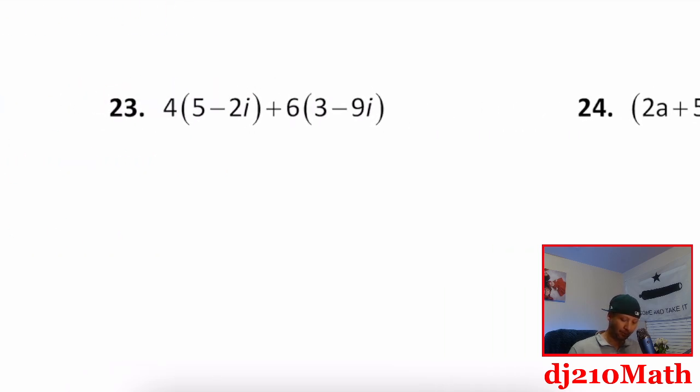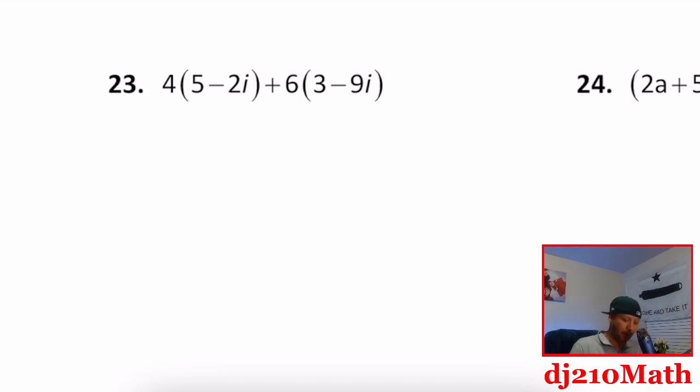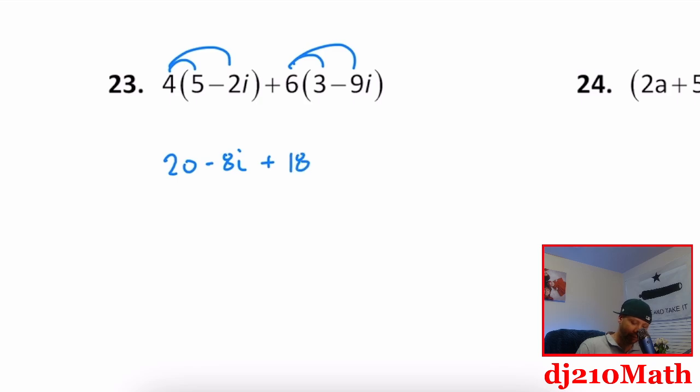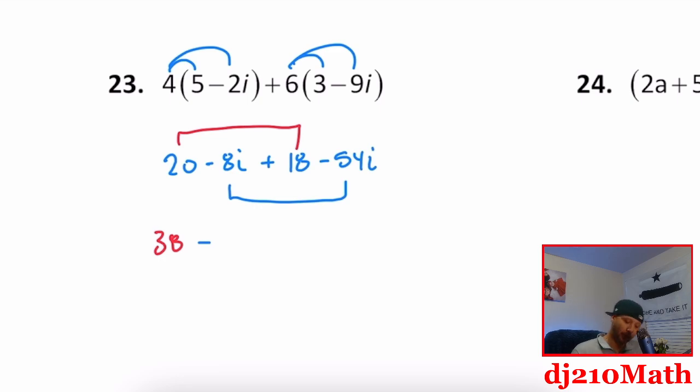All right, 23. Here, a couple things are happening. One, we're going to distribute first and then combine all the like terms. So this is going to be 4 times 5 is 20, 4 times negative 2, negative 8i, plus 6 times 3, which is 18, 6 times negative 9, which is negative 54i. And now we combine the things that are alike. 20 plus 18 is 38. And then negative 8 minus 54 is negative 62.